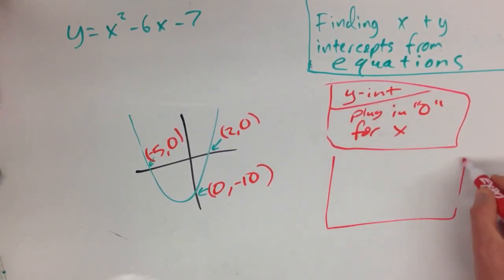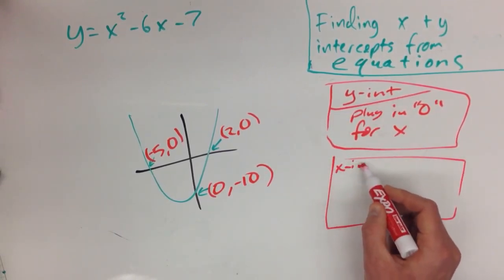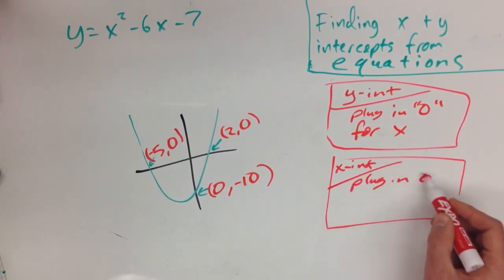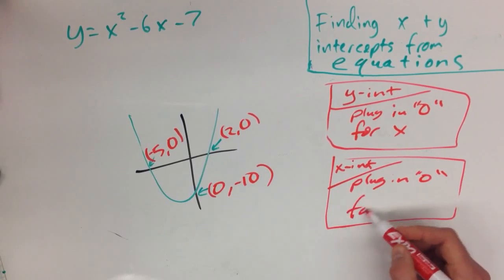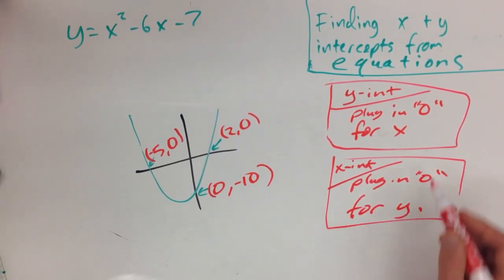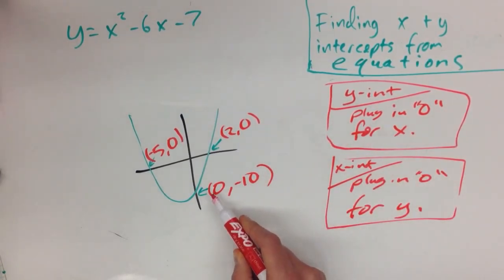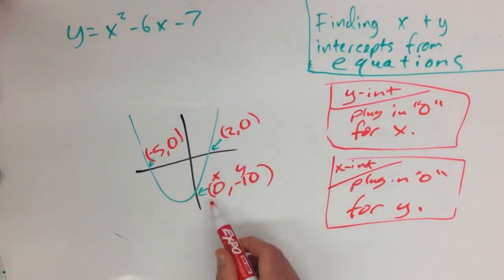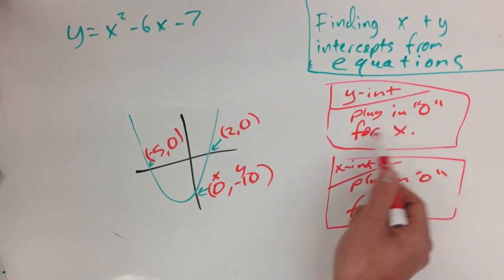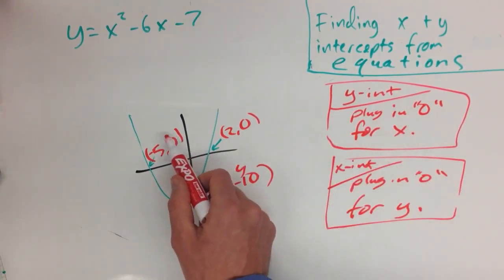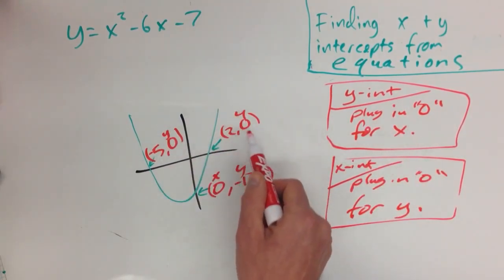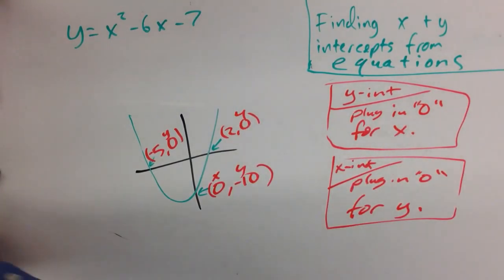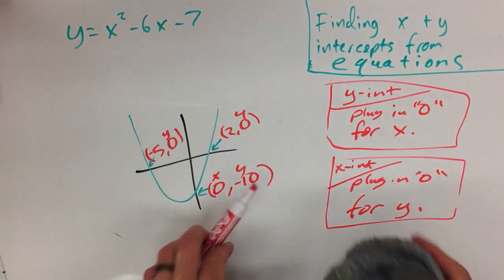Our x-intercept is going to be really similar. We're going to plug in 0 for y. The reason why this is our strategy is, look at our y-intercept right here. Right? Our y-intercept, x equals 0. Well, I'm going to plug in 0 for x and find it. For my x-intercepts, the y value in both cases is 0. So I'm going to just take you through how that goes.